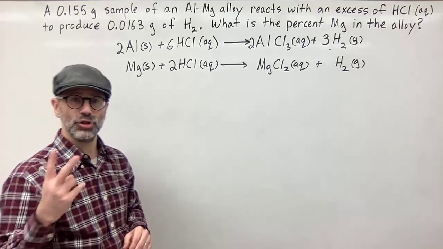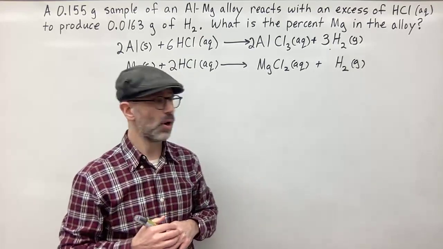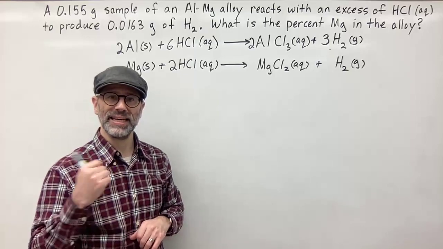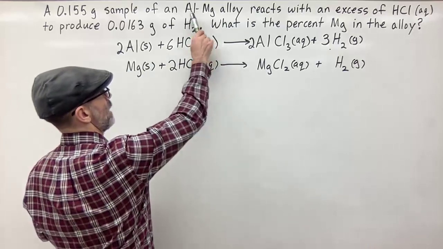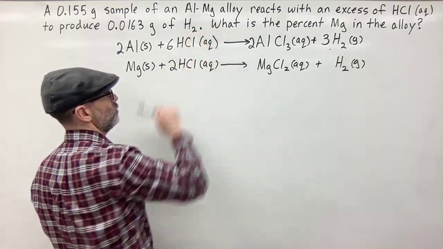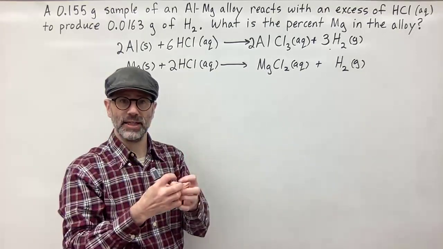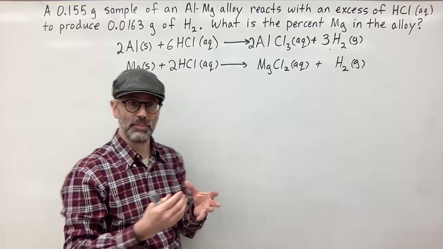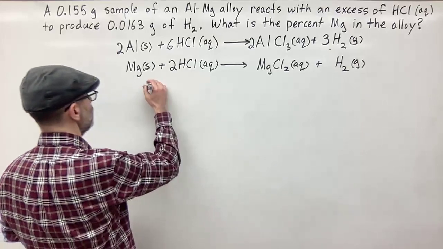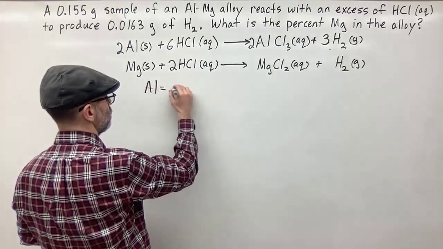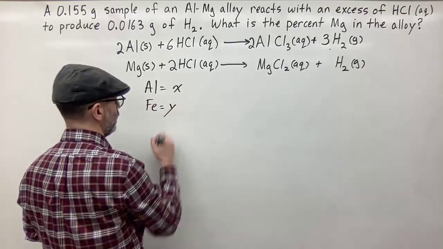Okay, so now that I have 2 balanced equations, I can go ahead and start solving this problem. Now, I said before that I need equations to solve this. And so I said, well, since my alloy is made up of aluminum and magnesium, then the masses of the aluminum and magnesium must be added together to get the whole mass of the sample, which is 0.155 grams.